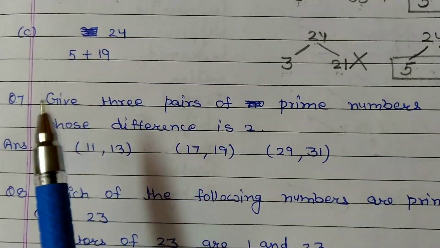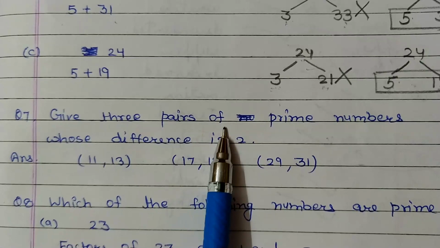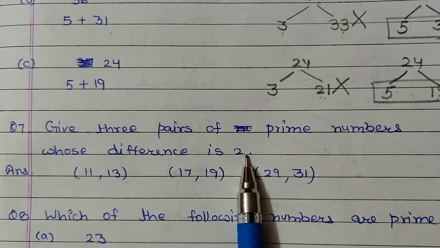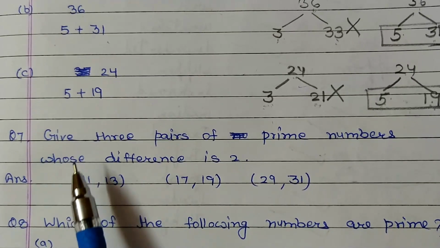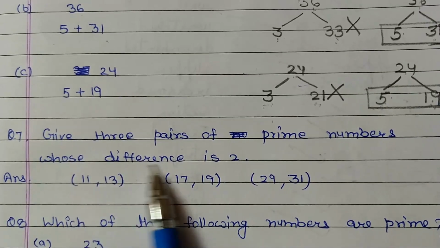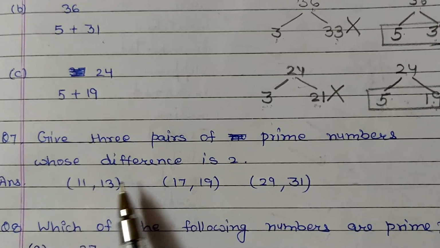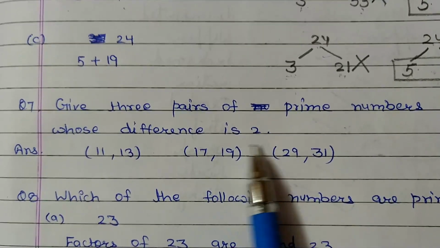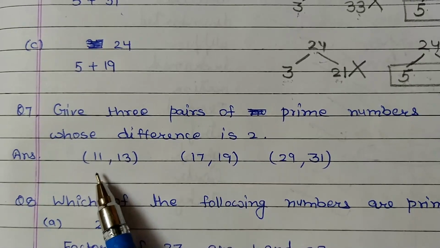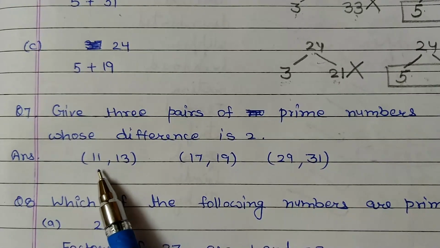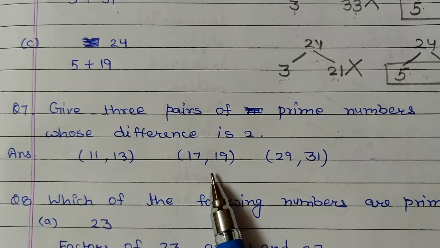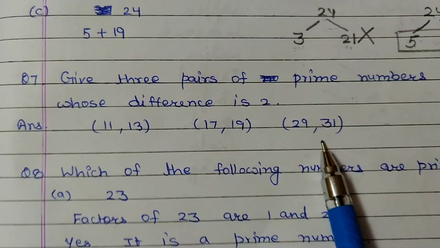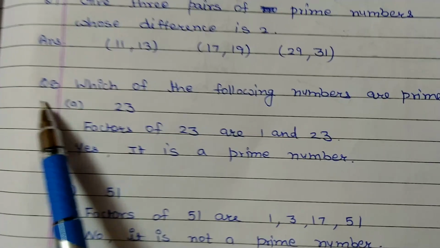Now question number 7. Give 3 pairs of prime numbers whose difference is 2. Now here, if you see, this is the definition of twin primes, isn't it? So we need to write here twin primes, 3 pairs of prime numbers whose difference is 2. You can write any 3 pairs. So here I am taking the first pair as 11, 13, second pair as 17, 19 and third pair as 29 and 31.